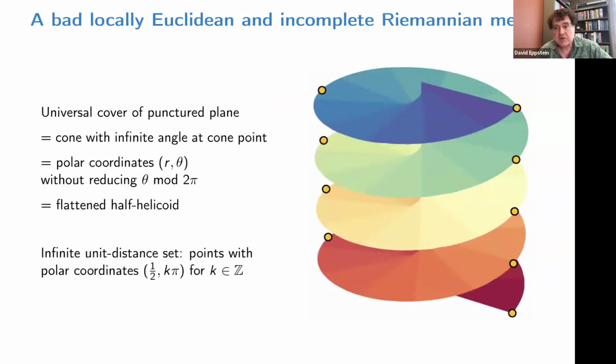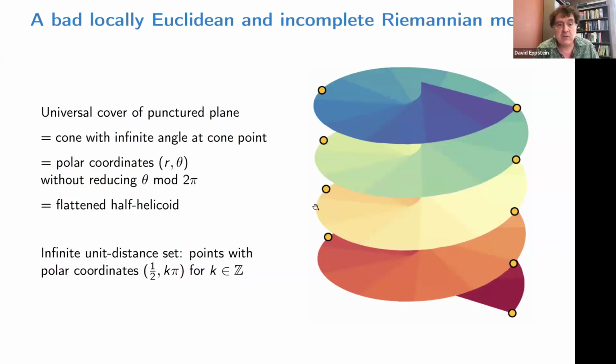Here's another example showing that completeness is a necessary property. This you can think of as being a cone with an infinite angle at the cone point instead of an angle less than 2 pi. Or another way of describing the same space is it's what you get using polar coordinates if you don't reduce the angle mod 2 pi and you think of two different angles that differ by a multiple of 2 pi as giving you different points.